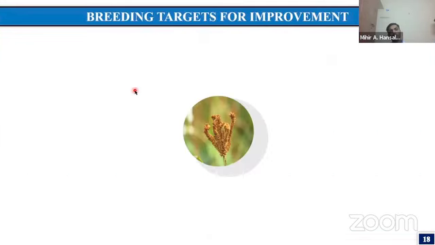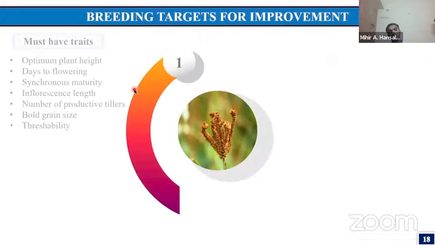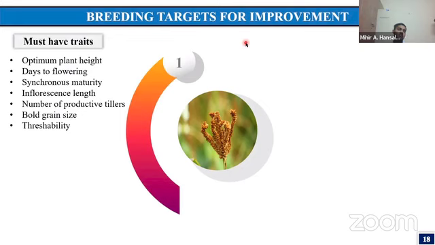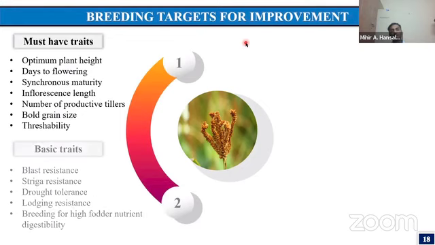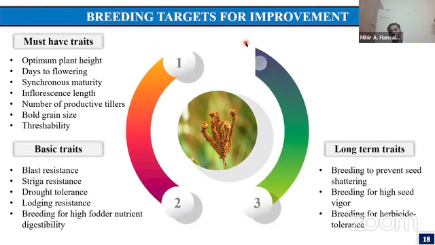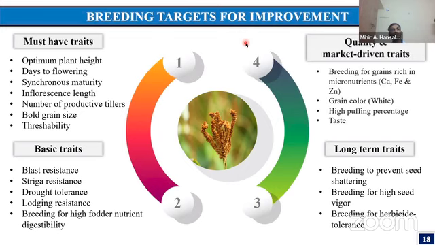Then, breeding targets for improvement. I divided breeding targets into four parts: must-have traits, basic traits, long-term traits, and quality and market-driven traits. Must-have traits include optimum plant height, days to flowering, number of productive tillers, bold grain size, etc. Basic traits include blast resistance, drought, lodging, and high fodder nutrient digestibility.